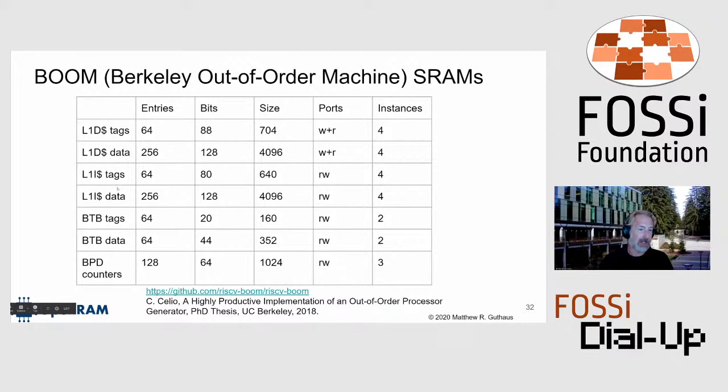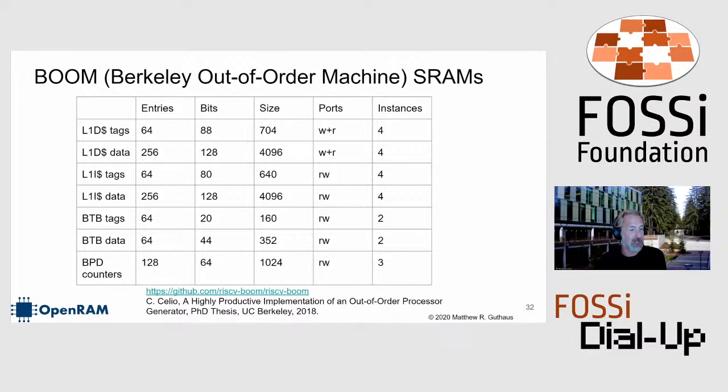Again, L1 cache and data and tags. Things like the branch target buffer and counters can be implemented in memories. And we have configurations to generate all of these memories, and we're going to put them on the OpenRAM IP site at some point soon.